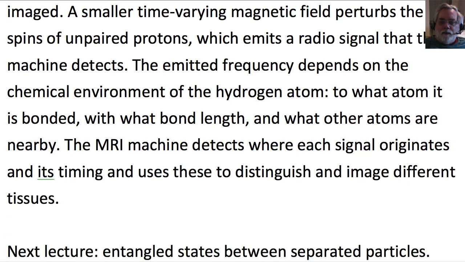The emitted frequency depends on the chemical environment of the hydrogen atom, to what atom it is bonded, with what bond length, and what other atoms are nearby. The MRI machine detects where each signal originates and its timing and uses these to distinguish and image different tissues.